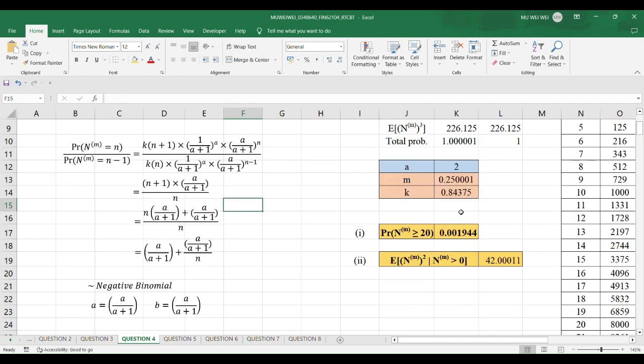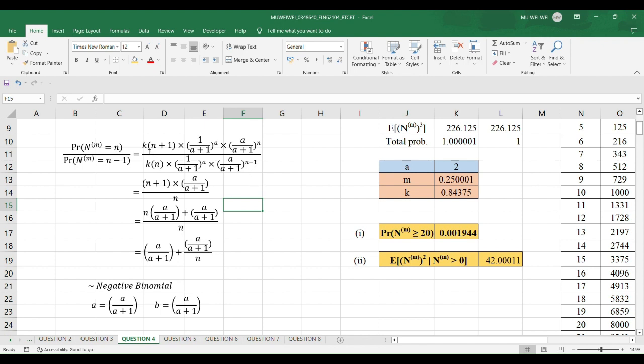Since the question didn't mention the kind of distribution, I start off by identifying the distribution. So I use the probability of N_M equals n over the probability of N_M equals n minus 1, which equals a plus b over n, where I can use a and b to determine the kind of distribution. So this equals k times (n plus 1) times (1 over a plus 1) to the power of a times (a over a plus 1) to the power of n, divided by k times n times (1 over a plus 1) to the power of a times (a over a plus 1) to the power of n minus 1.